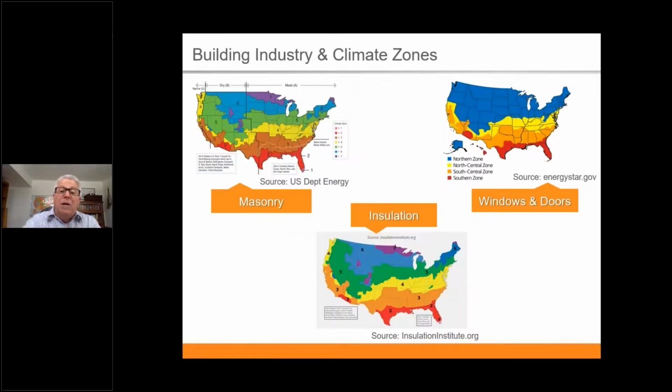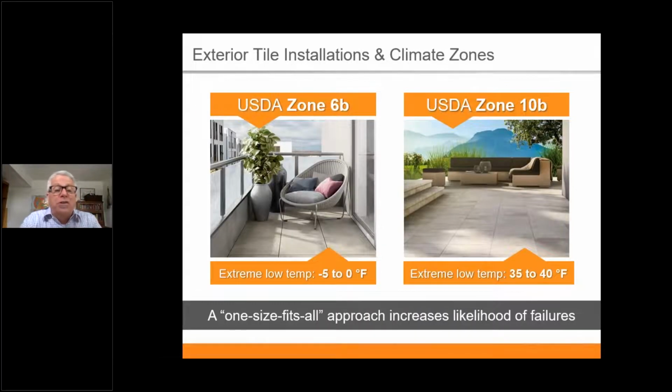Not only them, but let's take a look at the Masonry Institute or the insulation industry, or when it comes to factoring in windows and doors. All of these industries, all of these organizations have their own climate zones too. So this is something that we should take heed of and say, yes, in the tile industry, we should be really paying attention to what is the climate zone where we're going to put our assembly. And that should play a significant role and factor in how you determine what you're going to build and with what you're going to build. For instance, you can see here on the screen, USDA Zone 6B.